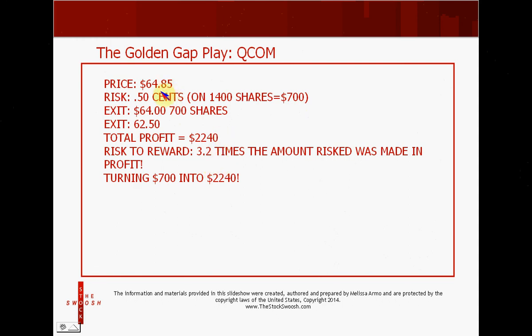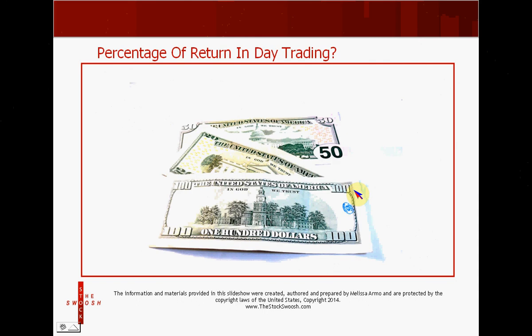If you could have held this whole thing down here for $2.35, but again, I like to book into certain targets, and this was the first target. But you would have made more actually if you held the whole thing. So this turns $700 into $2,240. Do you see this is real money here? Anything with a comma in it in day trade is real money.